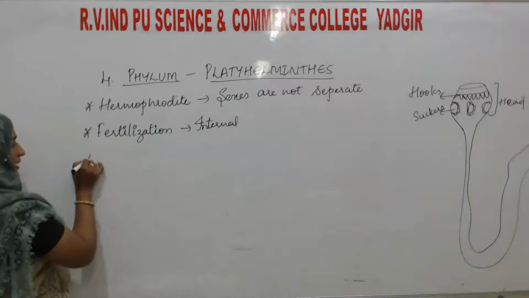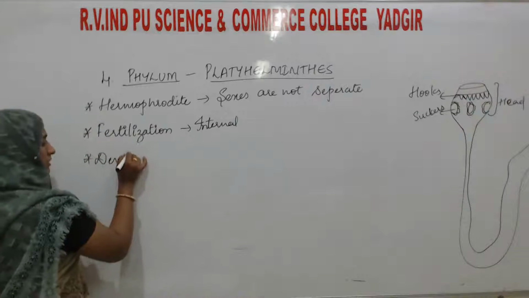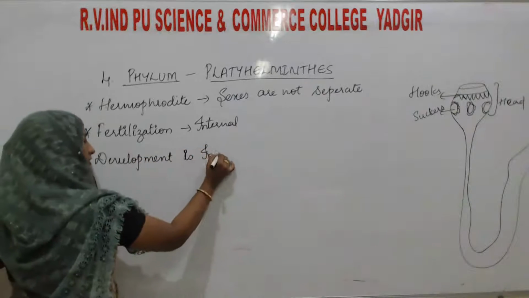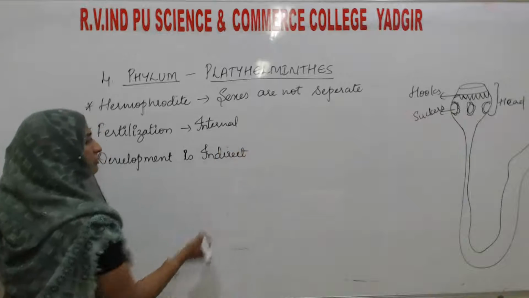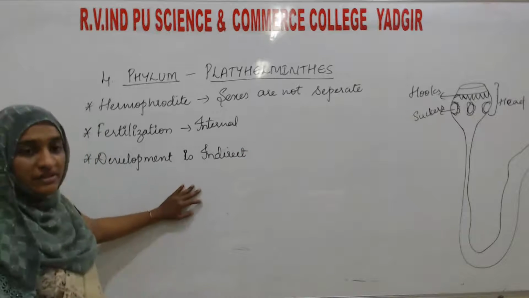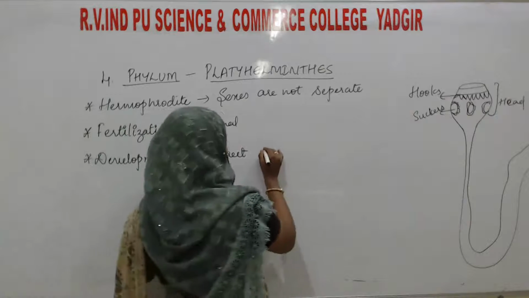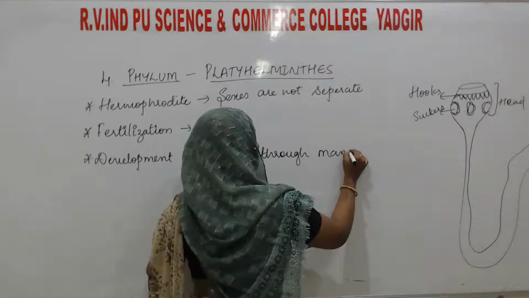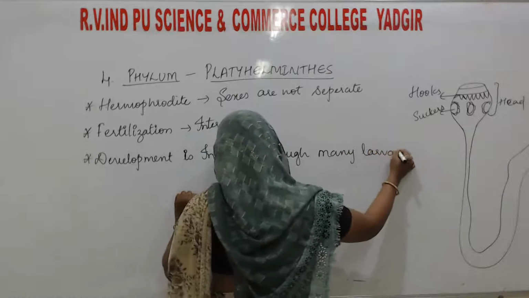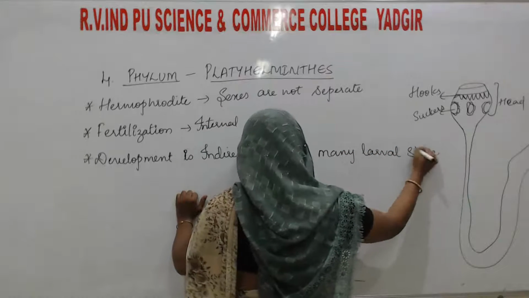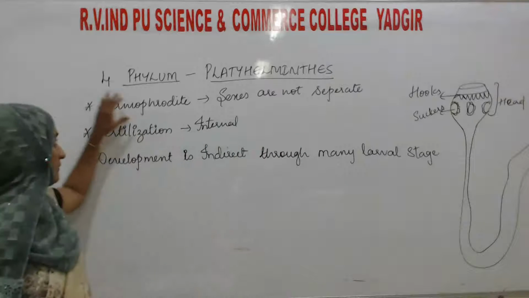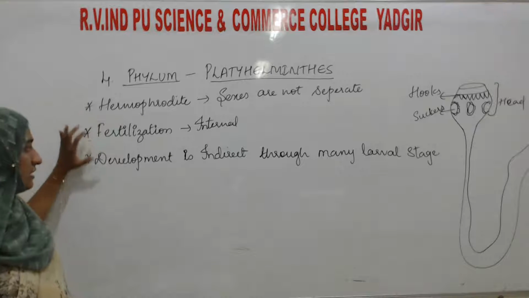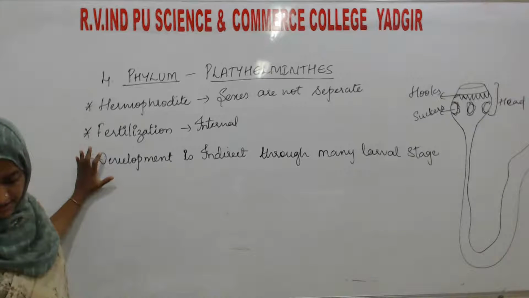Development is indirect. Here they will show many larval stages. This is about the sexes. Fertilization, which is internal, development is indirect.